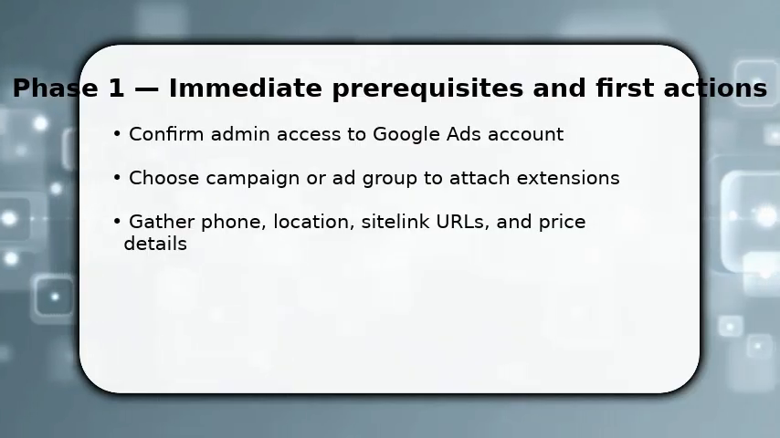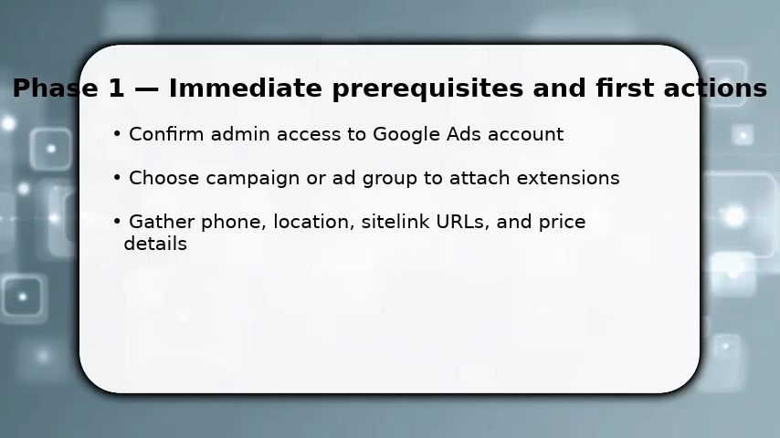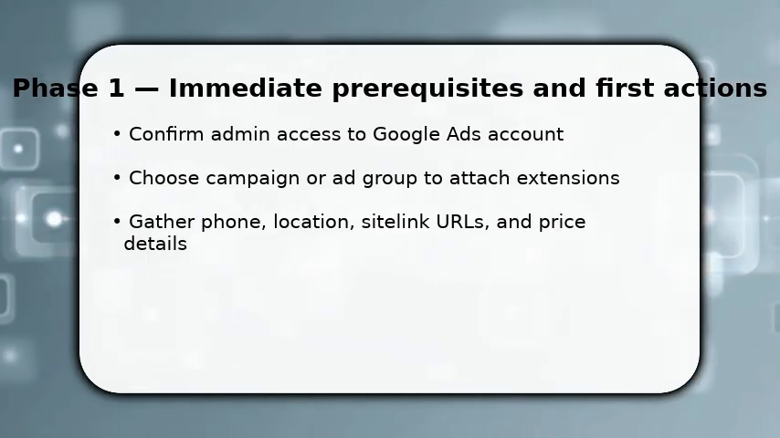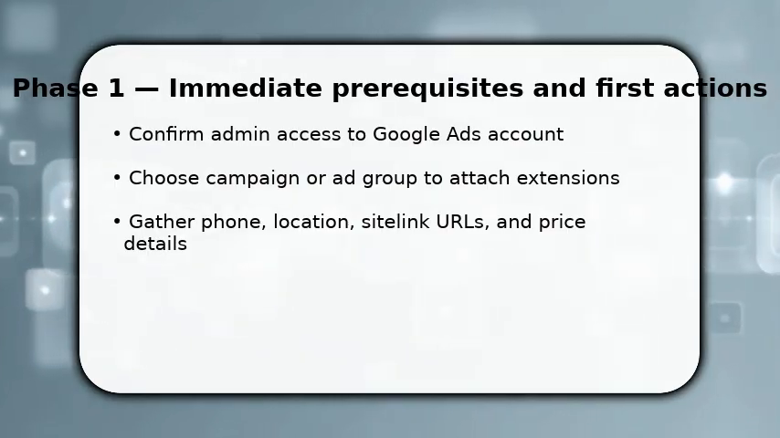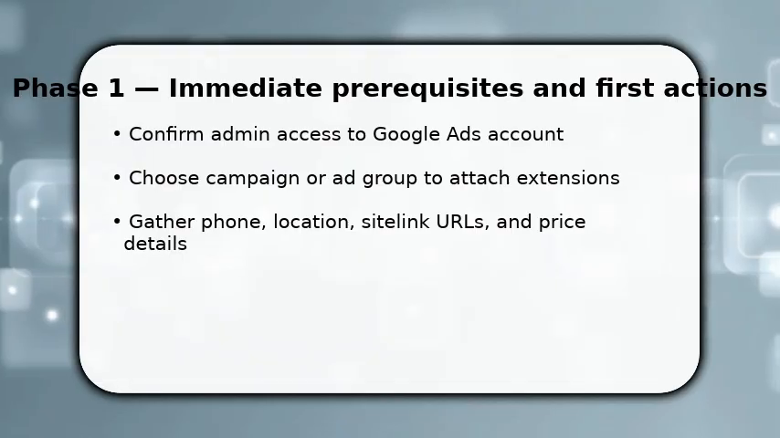You start by confirming admin access and selecting the campaign or ad group to update. Once done, open the Ads menu and go to Extensions. This is where you add assets that improve CTR and relevance.